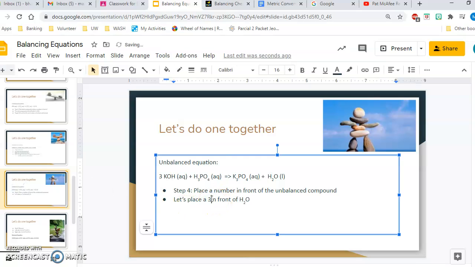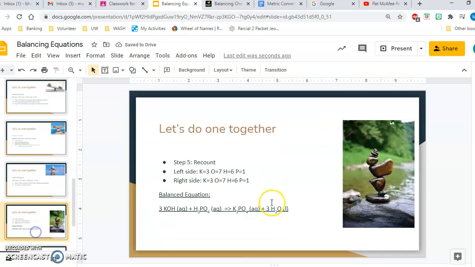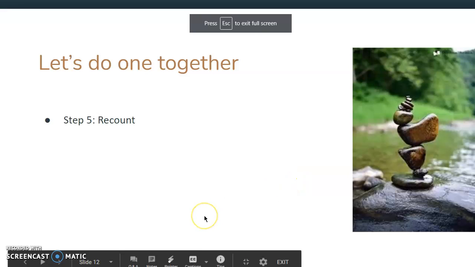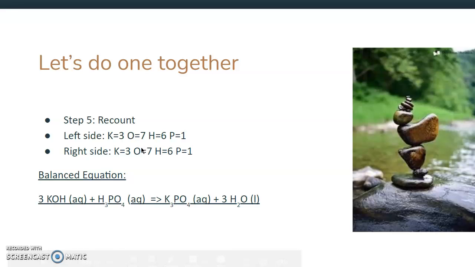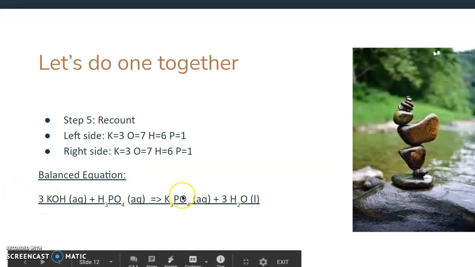So let's put a 3 in front of water and then recount. Sorry about that, it is 3 times 2 is 6, so we have our 6 hydrogen, we have 3 times 1 plus 4 to get to our 7, and we're all balanced. I apologize for that confusion. That's why we always recount and double check. So our real balanced equation is a 3 and a 3 here.